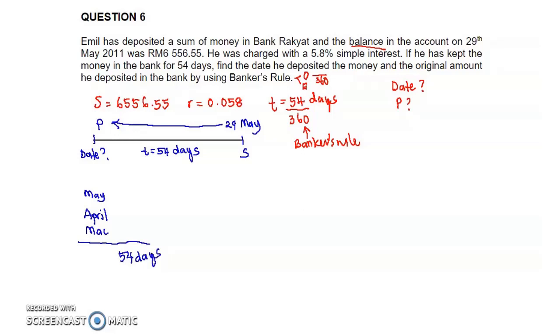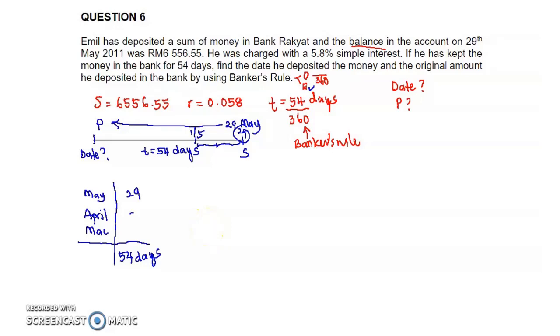Okay, May. So here is 29 May. If here is 1st May, so within this time period will be equal to 29 days. Okay, 1st May until 29 May, so will be 29 days. Okay, April, we have 30 days. Banker's rule using exact time is that use exact number of days in that month.